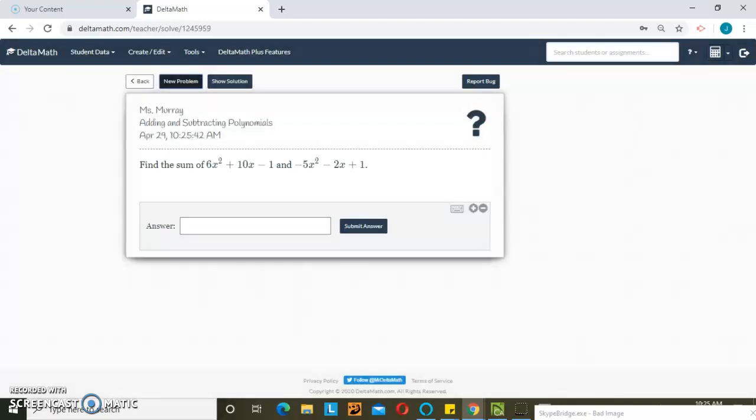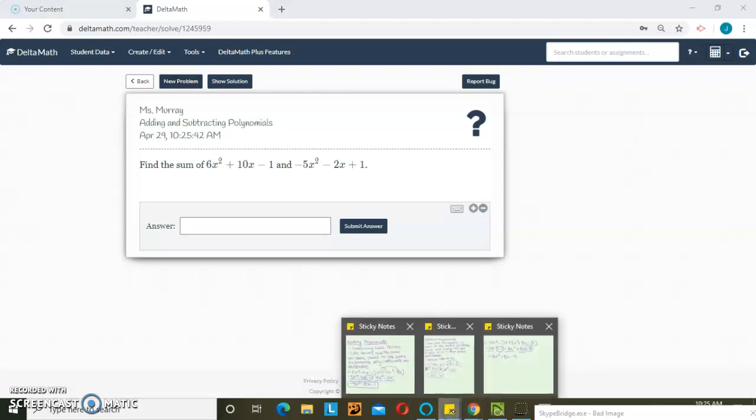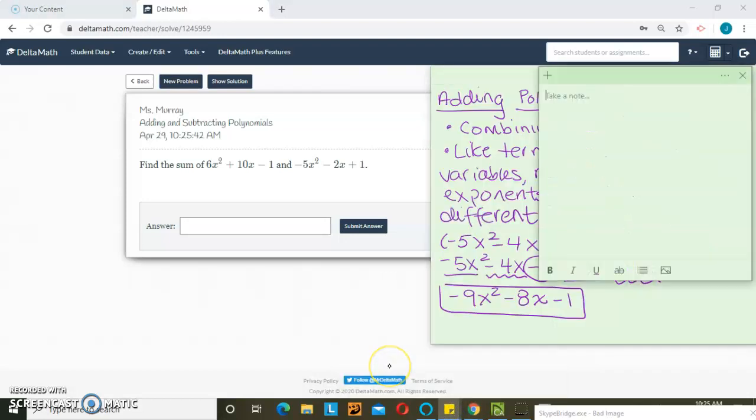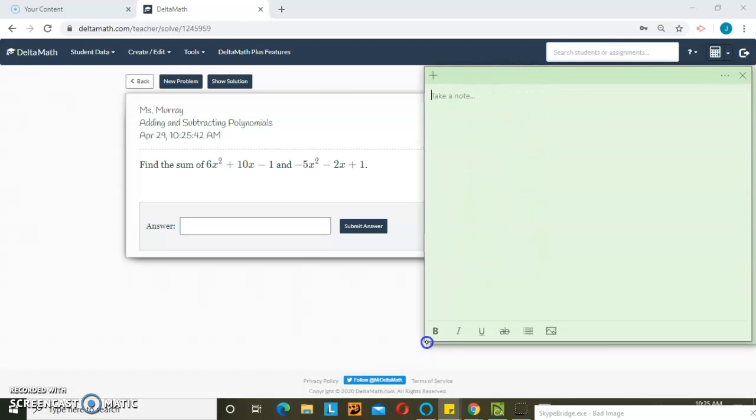Okay, let's try another one. So here it says find the sum. This one's a little bit trickier because it didn't explicitly put the operation in between. It used the word sum. Just as a reminder, the word sum means addition. So this is just a fancy way of saying add the two polynomials.